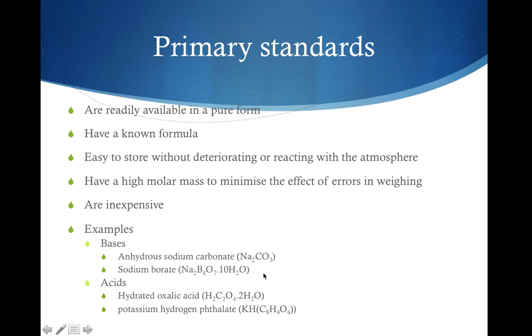So we might use sodium carbonate or sodium borate if we want a base, and we'd use a base if our unknown is an acid. If our unknown is an acid, our primary standard needs to be a base. If our unknown is a base, the primary standard needs to be an acid. So for acids, we wouldn't use strong ones, we'd use weak ones, such as oxalic acid or potassium phthalate.